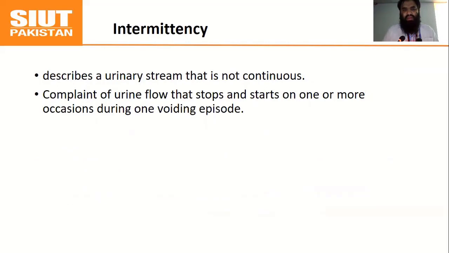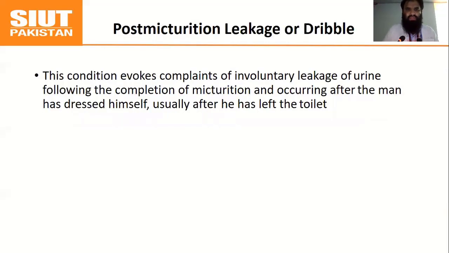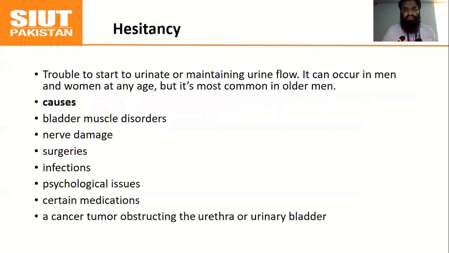Intermittency is described as a urinary stream that is not continuous, a complaint of urinary flow that stops and starts on one or more occasions during one voiding episode. Another is post-micturition leakage or dribbling. This condition evokes a complaint of involuntary leakage of urine following micturition, and occurs after the patient has dressed himself or usually after he has left the toilet.